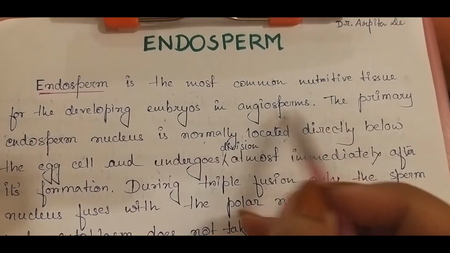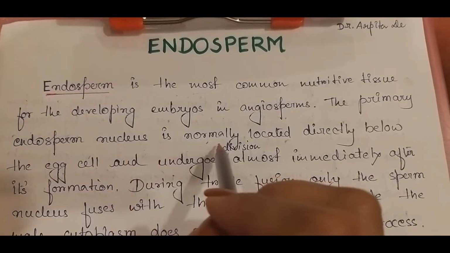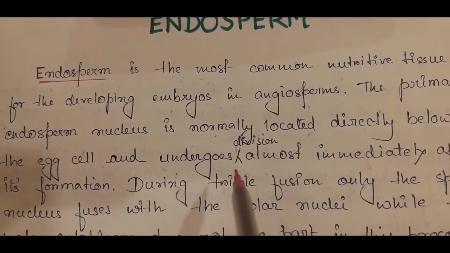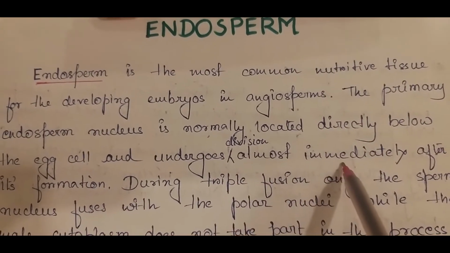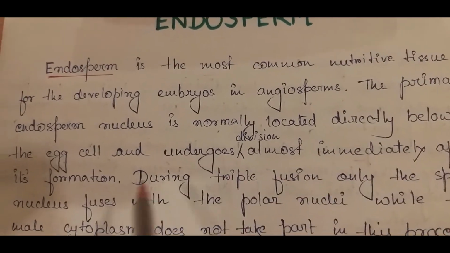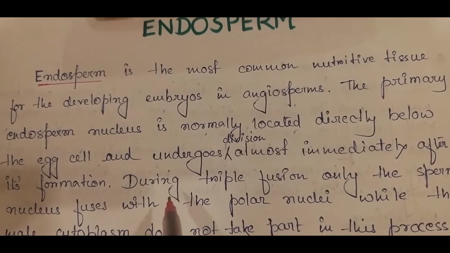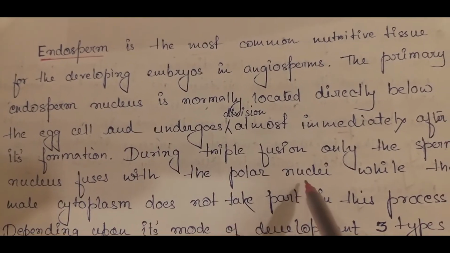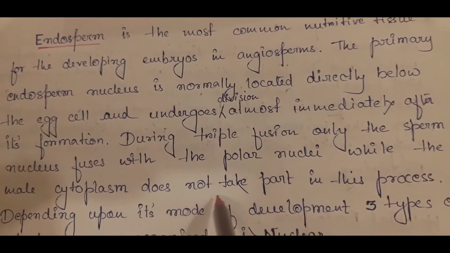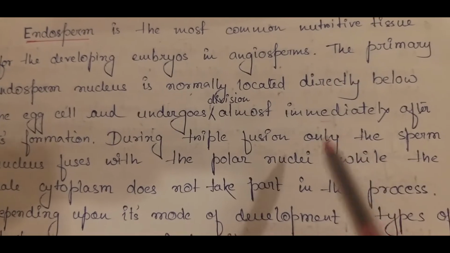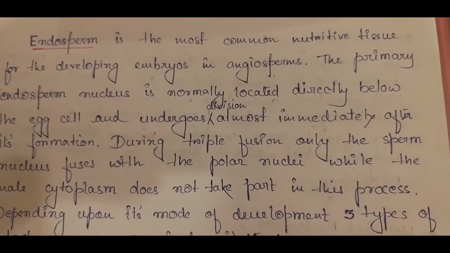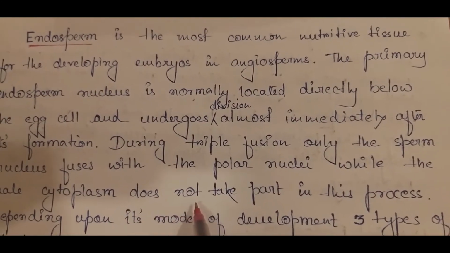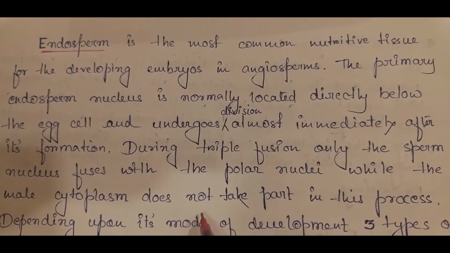Okay, the primary endosperm nucleus is normally located directly below the egg cell and undergoes division almost immediately. Please note, almost immediately after its formation. During triple fusion, only the sperm nucleus fuses with the polar nuclei, while the male cytoplasm does not take part in the process. So it is only the nucleus which is taking part in the fusion process. The cytoplasm doesn't come from the male side. Okay.